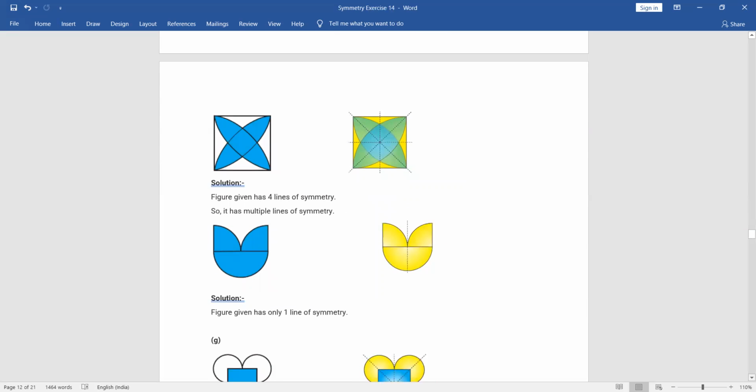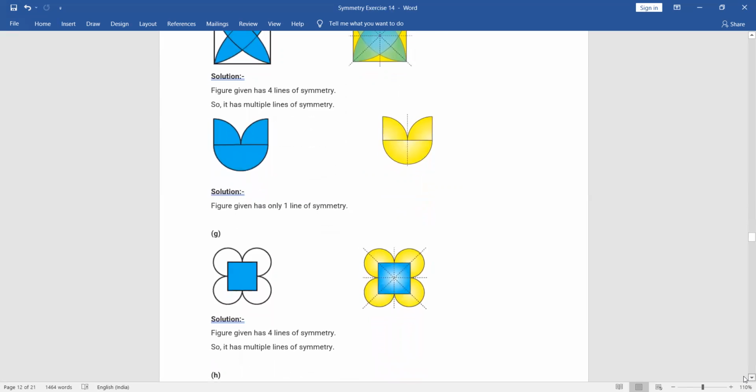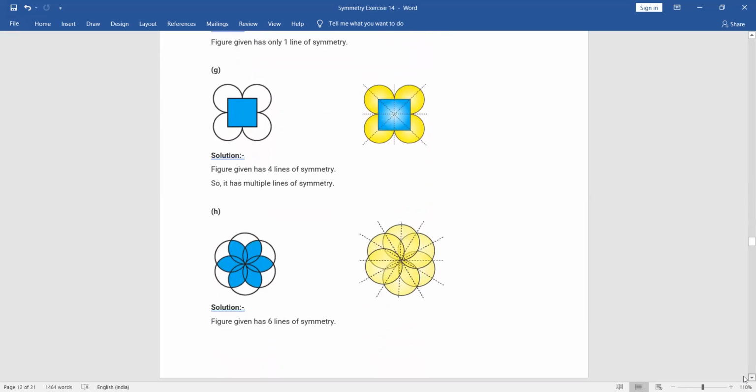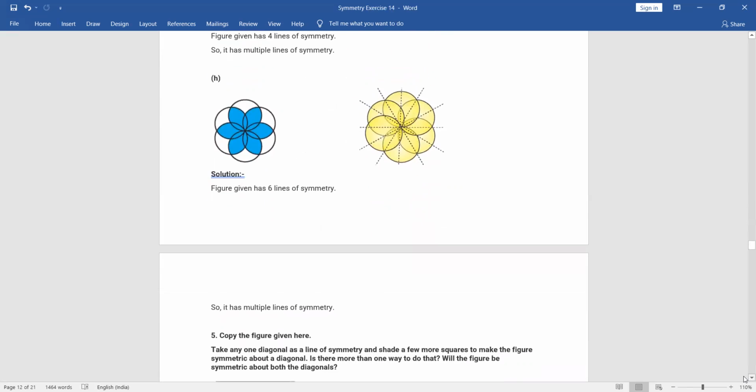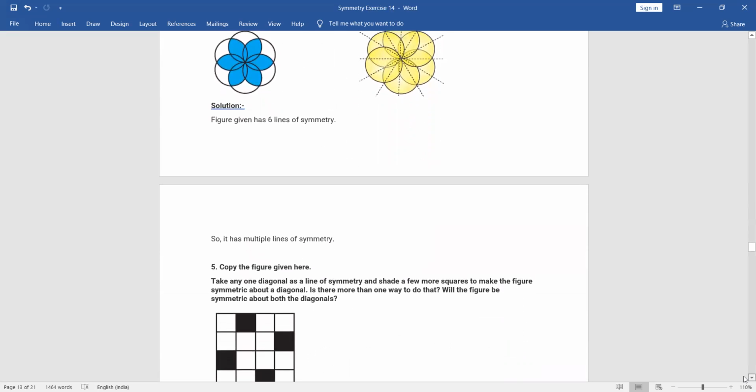Now see the sixth one. Only 1 line of symmetry. So in the sixth one, we didn't have multiple lines of symmetry. But in the next one, again, 4 lines of symmetry. So multiple lines of symmetry. In the next, again, 6 lines of symmetry. So multiple lines of symmetry. So like that you will complete your work.